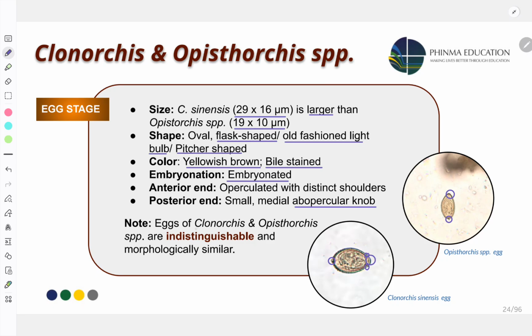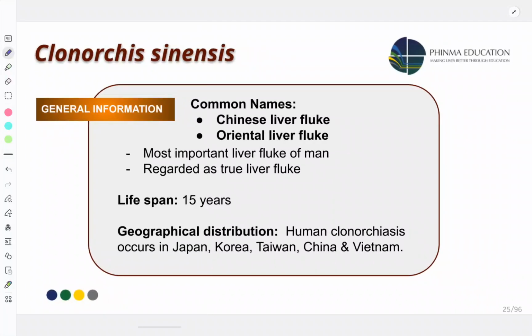So eggs of Clonorchis and Opisthorchis are indistinguishable, no? So dili ma-distinguish ang eggs between your Clonorchis and your Opisthorchis. So your Clonorchis sinensis, the common name niya is your Chinese liver fluke or your Oriental liver fluke. It is the most important liver fluke of man. So maski si Fasciola ang most common, ang pinaka-important is your Clonorchis.